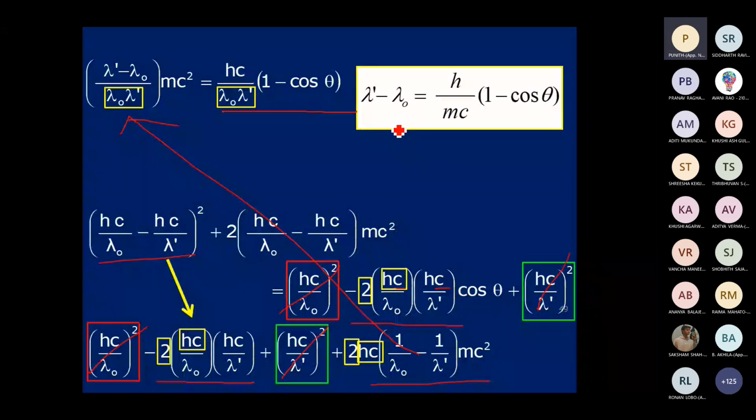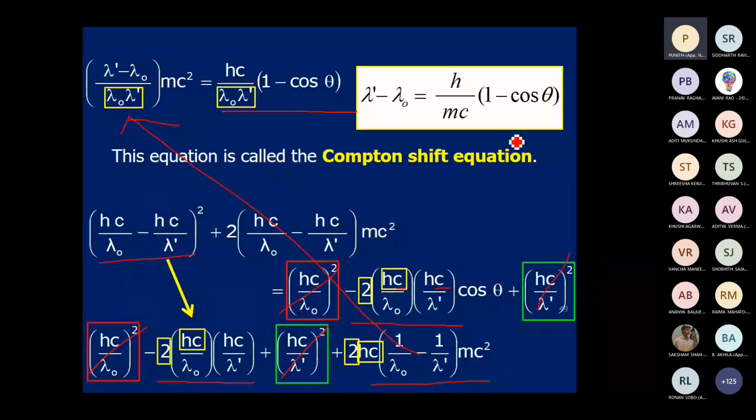So this equation is called the Compton shift equation. This equation is known as the Compton shift equation. I hope it is clear to you. Does anyone have a query in this? If there are no queries, we'll move on to the numerical.